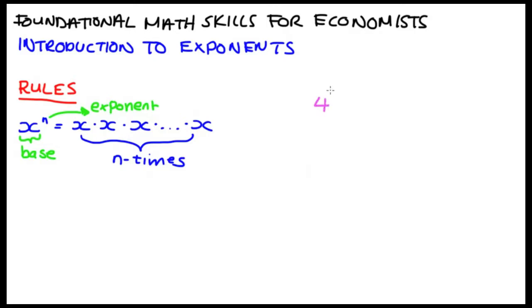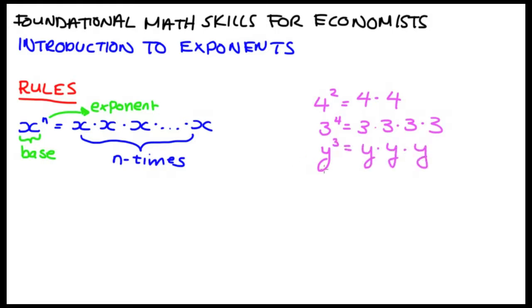For instance, 4 to the power of 2 is just two 4s multiplied together, and 4 is the base in this instance and 2 is the exponent. We can have 3 to the power of 4, where 3 is the base and 4 is the exponent, and this just means 3 times 3 times 3 times 3, so 4 3's multiplied together. But we can use variables as well, so y to the power of 3 is just 3 y's multiplied together, where y can be any sort of number.